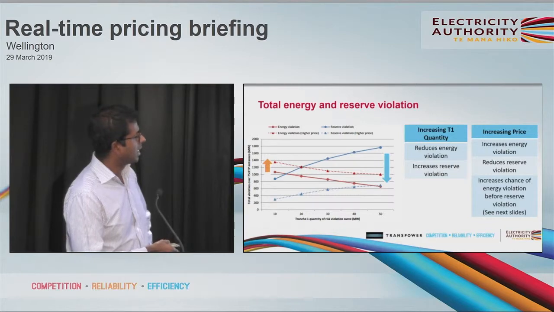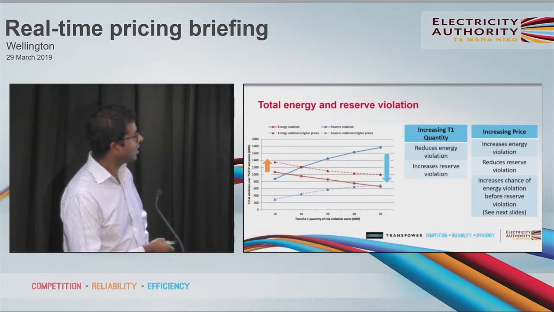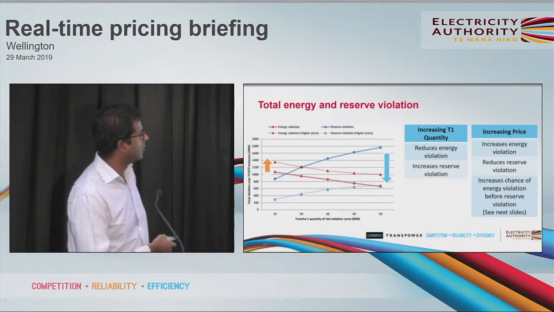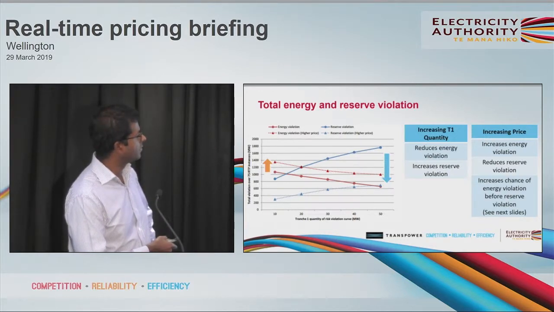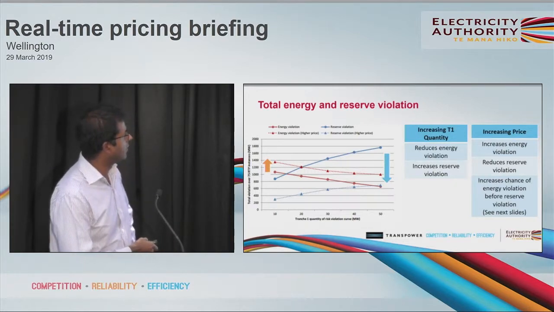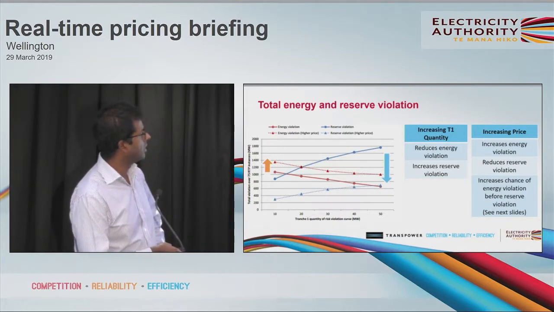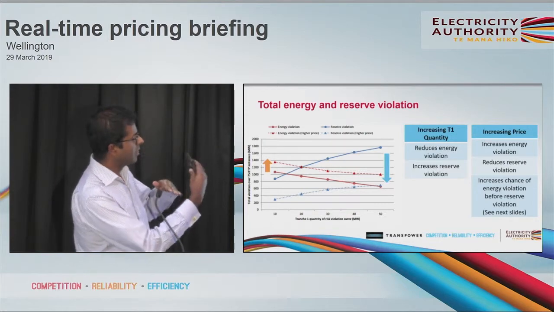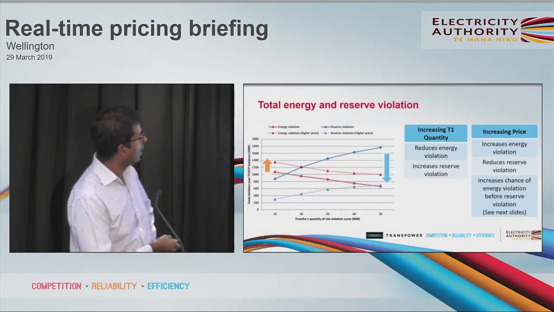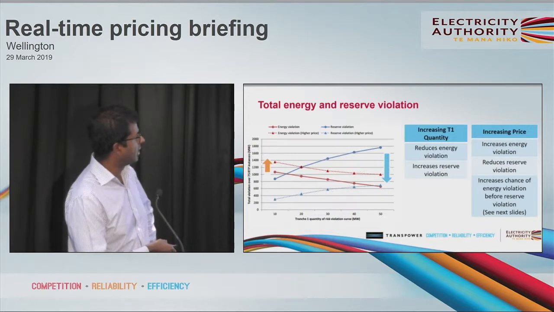Similarly, we start getting a decline in energy violation. And the reason we get a decline in energy violation is because we start foregoing reserve more often. If we increase the price of the tranches, then we'll tend to get a higher level of energy violation, and that's because we'll transition into energy violation a lot quicker if we make the reserve curve a lot closer to the energy shortfall. And similarly, we'll reduce the amount of reserve violation.